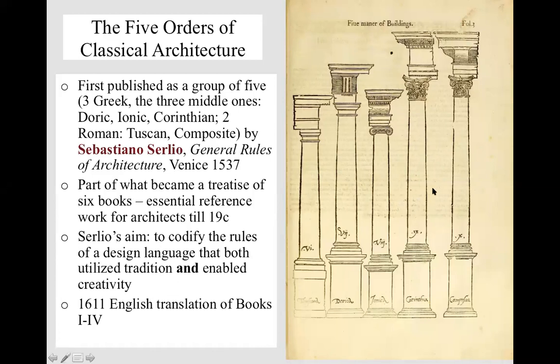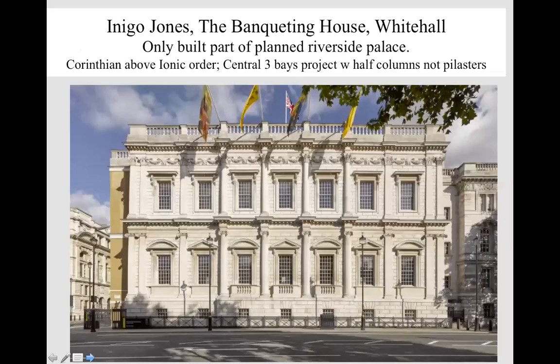For architects, it's mainly images, and it's about a design language which you can learn, which you can then use, but you can use it, as Serlio makes very clear, in an inventive and creative way. And already in 1611, there's an English translation of the first part of it.